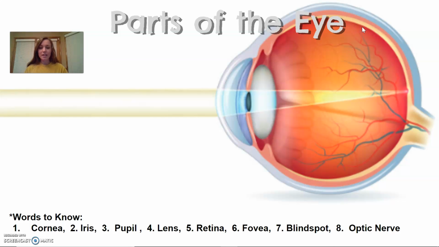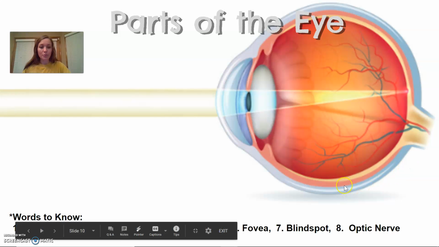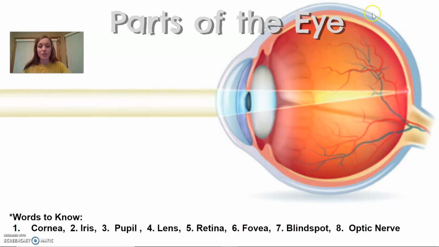I have the diagram here, and I'll just walk through starting on the left and then moving to the right as the light is moving through the eye. So we're going to start on the left side, and you can see the light is moving all the way through the eye and hitting the back of the eye. We'll start here with this clear outer casing. This clear outer protective casing around the eye is called the cornea. The cornea is the very outer layer of the eye.